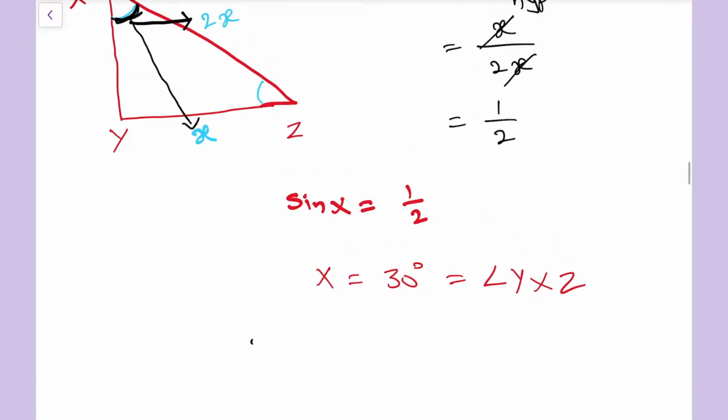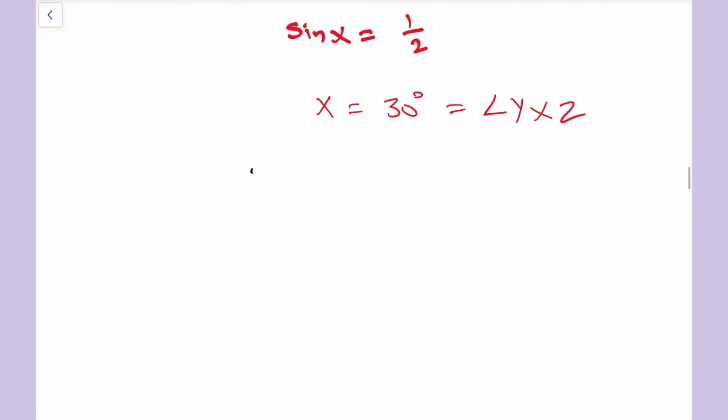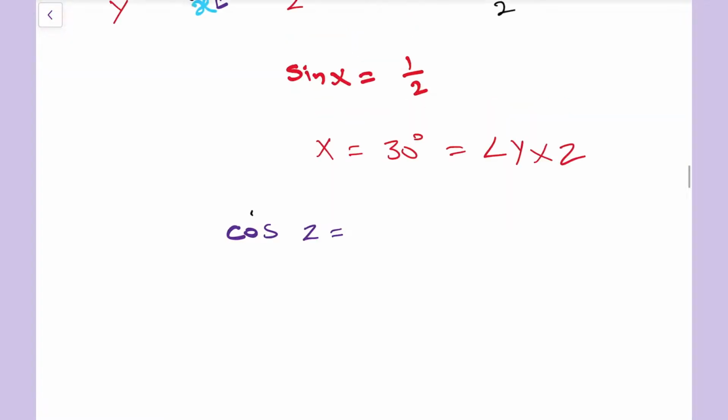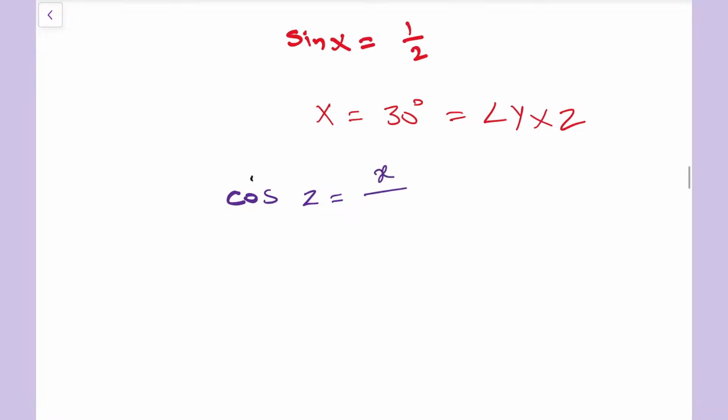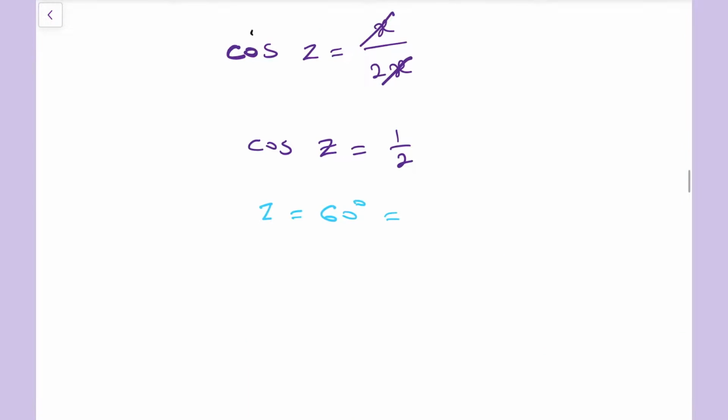Next, now I am concentrating on finding this angle. That is nothing but z, right? Now for this z angle, this will become adjacent and this will become hypotenuse. Adjacent and hypotenuse, that is nothing but cos. So cos z is equal to adjacent x over hypotenuse 2x. Here again x will get cancelled, then we remain with cos z is equal to 1 by 2. Again, in cos, which angle is 1 by 2? That is 60 degrees. So z is equal to 60 degrees. The same z can be replaced with angle YZX.